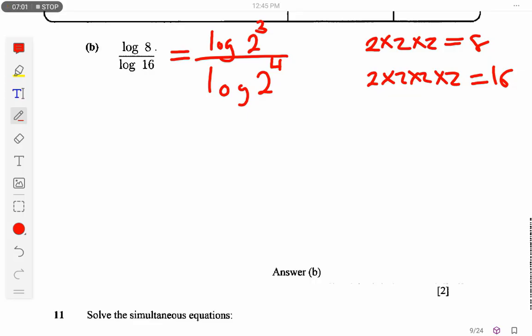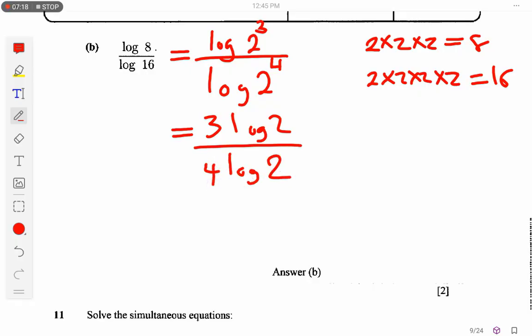So this is still the same expression; I have done nothing there. Now I'll remove the powers. The power, when we are dealing with logarithms, becomes 3 log 2 over 4 log 2. At this point, log 2 and log 2 are similar, so we can cancel them and we get 3 over 4 as our answer.